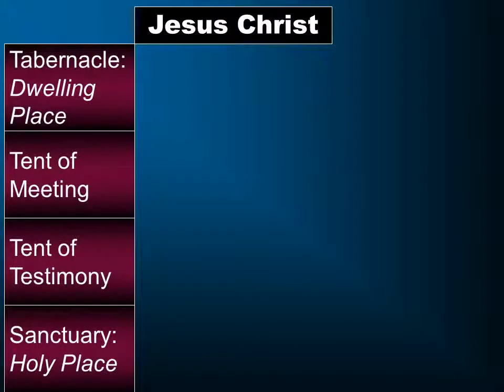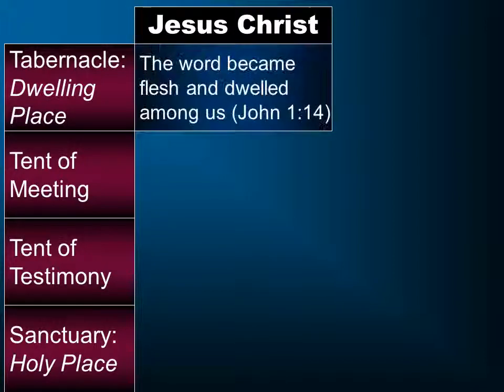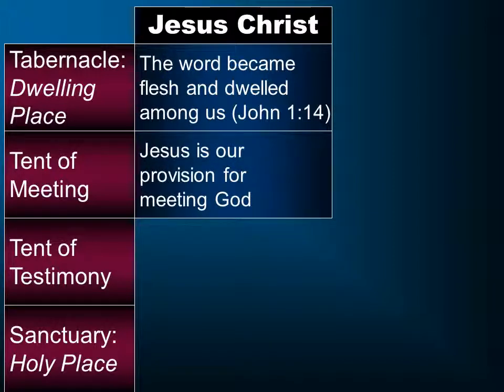Now, those designations, tabernacle and tent of meeting and tent of testimony and sanctuary, are used in the New Testament to describe Jesus. In John chapter 1 verse 14, the Word became flesh and dwelt among us. That's a description of what Jesus was. He's the one who became flesh, dwelt among us. He's the dwelling place of God. He is our provision for meeting God. No one has seen God at any time, but Jesus has explained him to us.